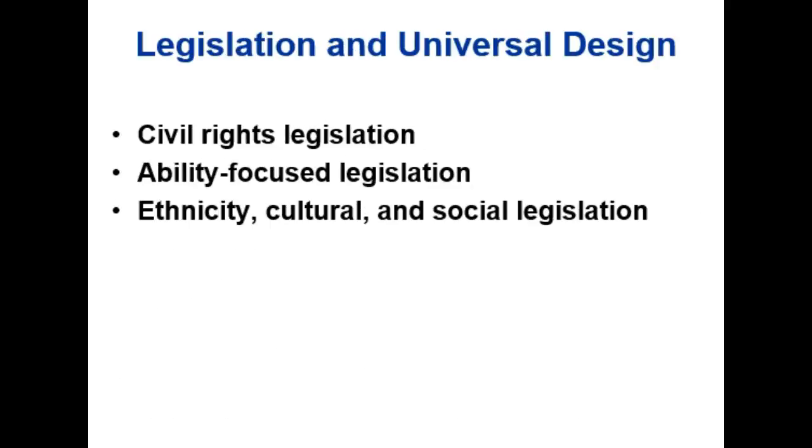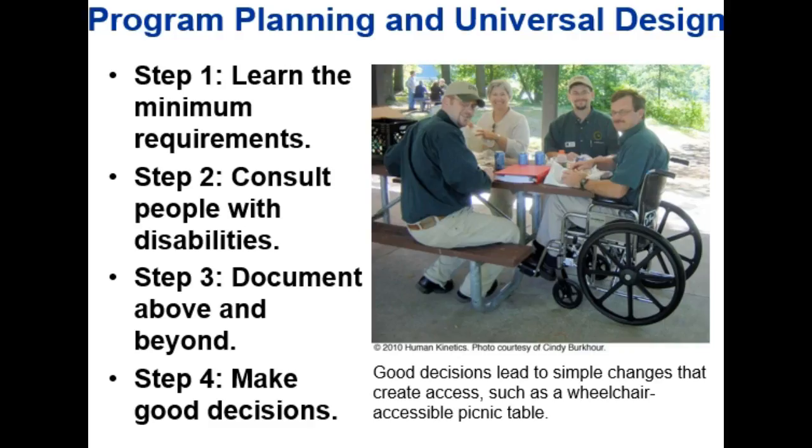Legislation and universal design: civil rights legislation, ability-focused legislation, and ethnicity, cultural, and social legislation. Step 1, learn the minimum requirements. 2, consult people with disabilities. 3, document above and beyond and make good decisions. Good decisions lead to simple changes that create access, such as a wheelchair accessible picnic table.